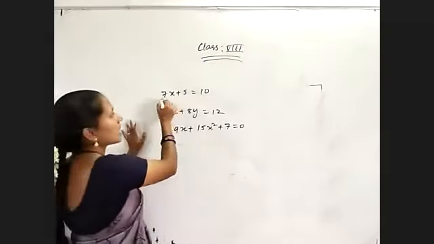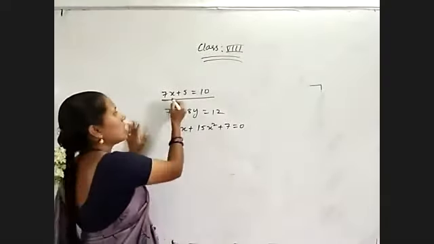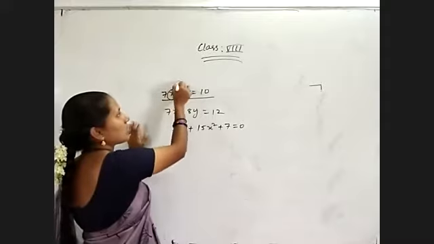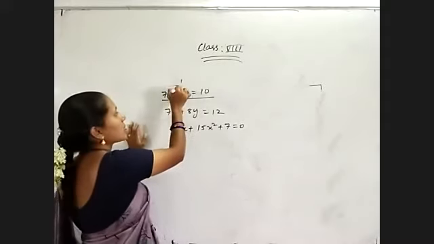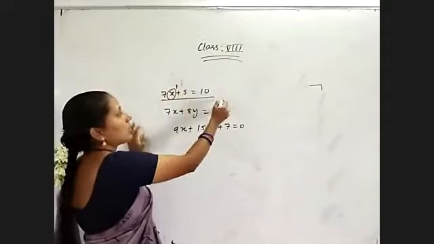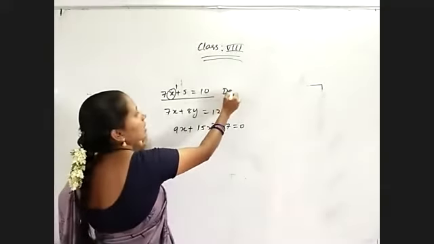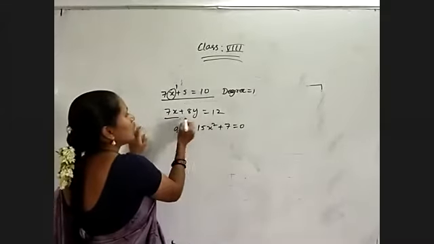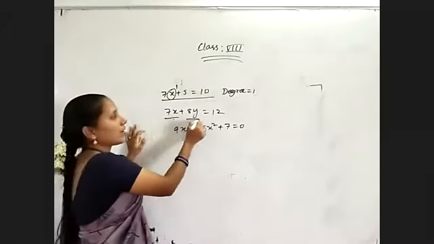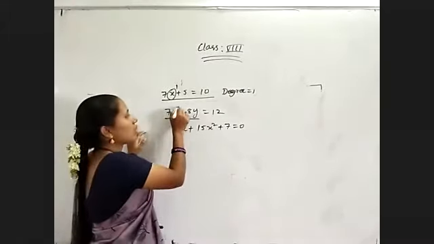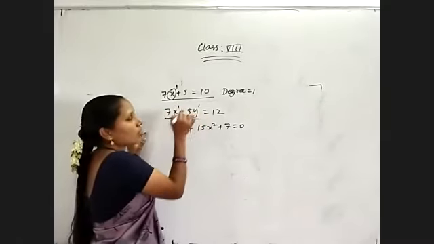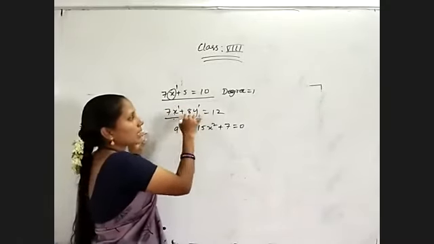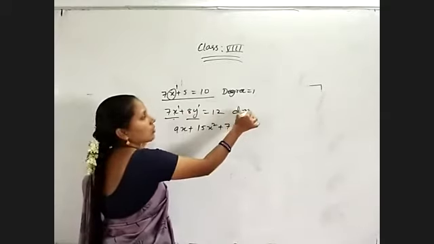Now observe what is the degree of the first equation. Observe here the variable is only one and its power is 1, so its degree is equal to 1. In the second, 7x and 8y, two variables are there, but what is the power of x? Only 1. What is the power of y? Only 1. So completely the degree of this equation is also equal to 1.